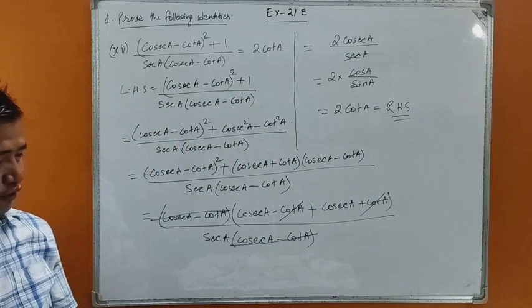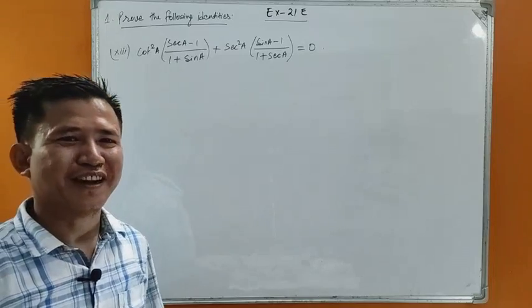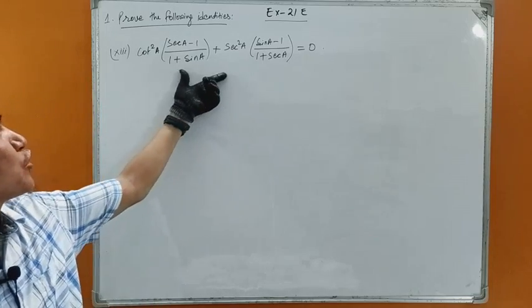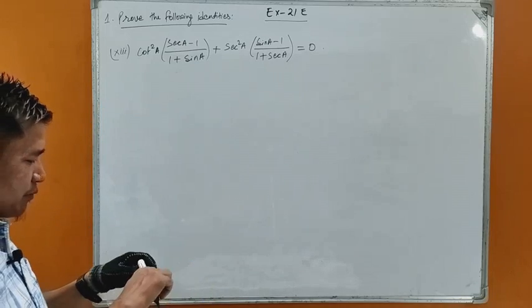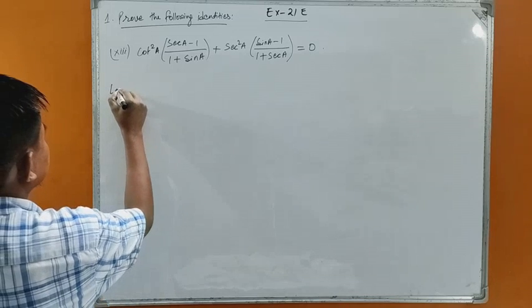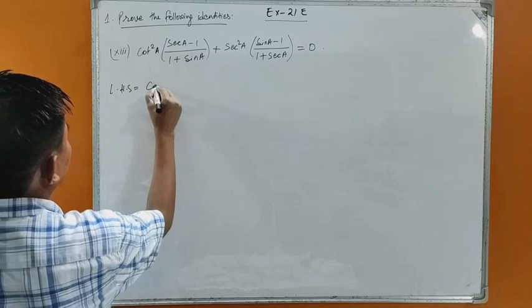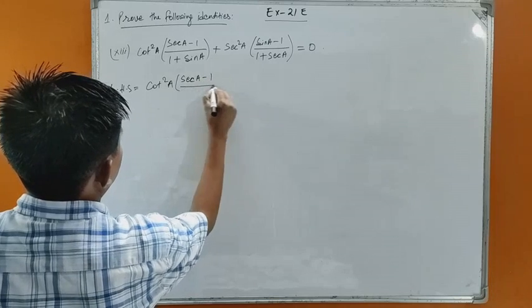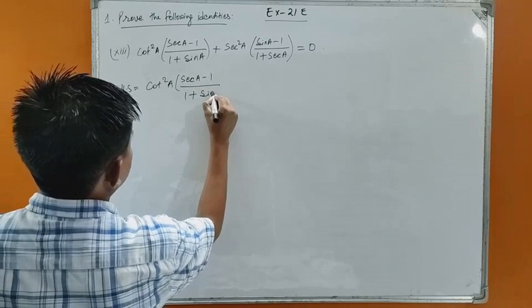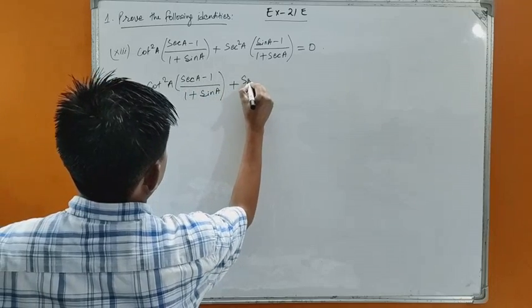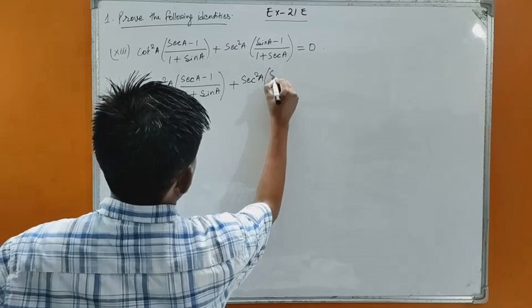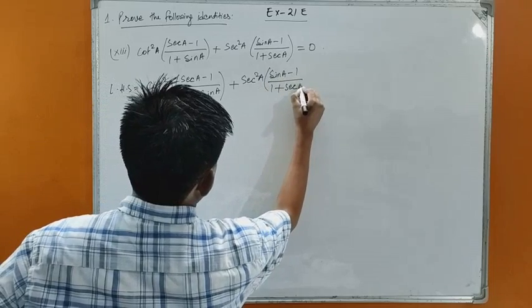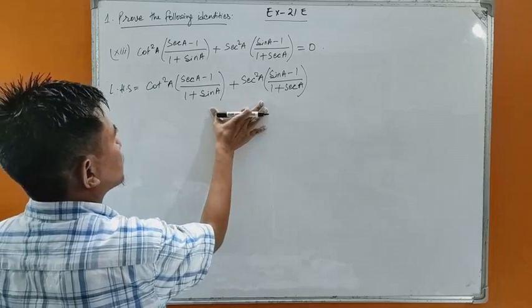Now let us do question number 13 of 1. Okay, this question is a bit lengthy but very easy. We are asked to prove this equals to 0. So let us copy the left hand side first. LHS equals cot square A into (sec A minus 1) upon (1 plus sin A) plus sec square A into (sin A minus 1) upon (1 plus sec A). So we are asked to use this and prove this equals to 0.